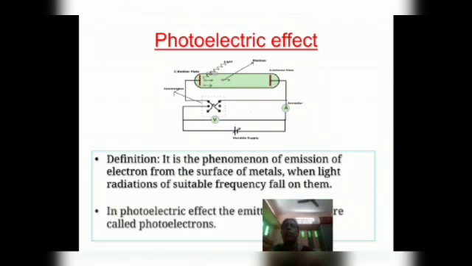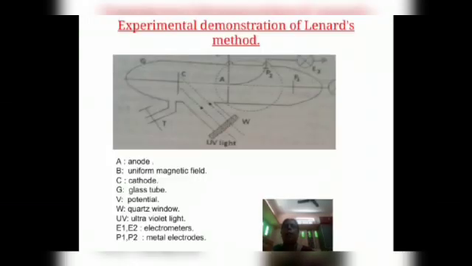Firstly, we discuss the photoelectric effect. The definition of the photoelectric effect is: it is the phenomenon of emission of electrons from the surface of metals when light radiations of suitable frequency fall on them. In this photoelectric effect, the emitted electrons are called photoelectrons. In the previous lecture, we discussed all about this. After that, we discuss the experimental demonstration of Lenard's method.